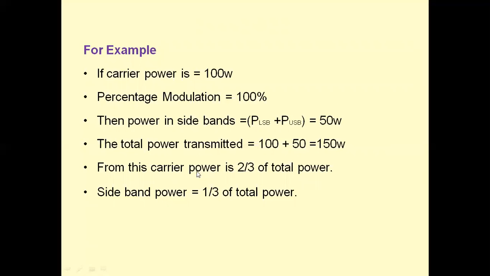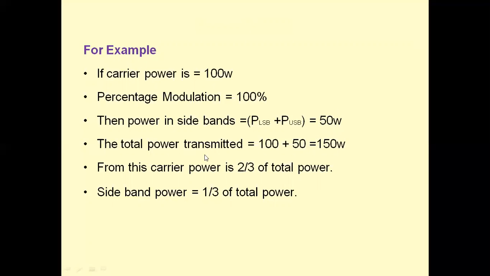From this, we can observe that the carrier power is 2/3 of the total power. What is the total power? 150 watts. So what is the carrier power? 2 by 3 into 150 is equal to the carrier power. The sideband power is 1/3 of the total power. The total power is 150 watts, so the total sideband power is 1 by 3 into 150, which is equal to 50 watts.